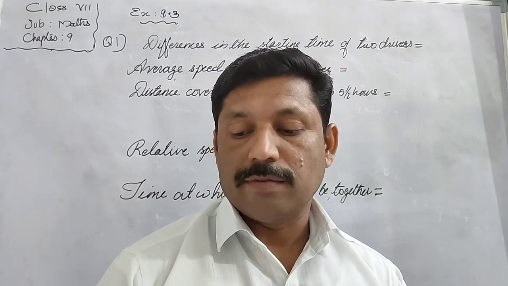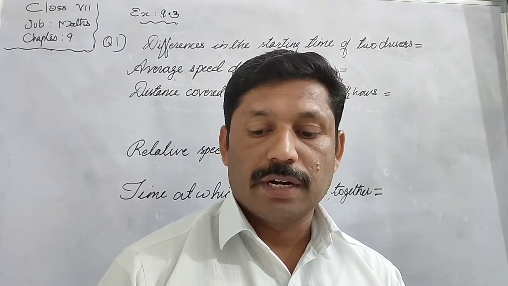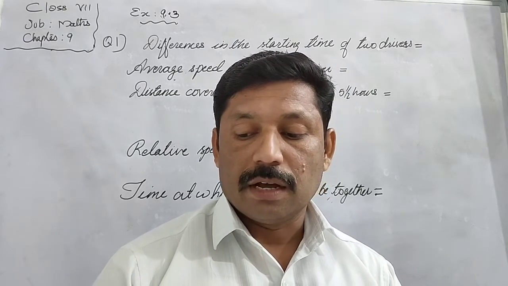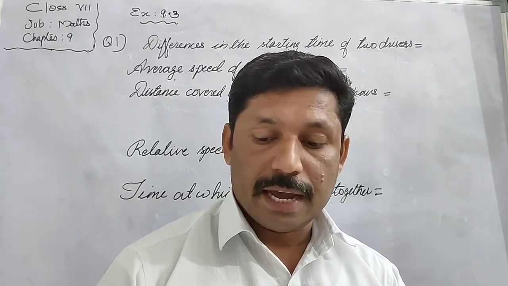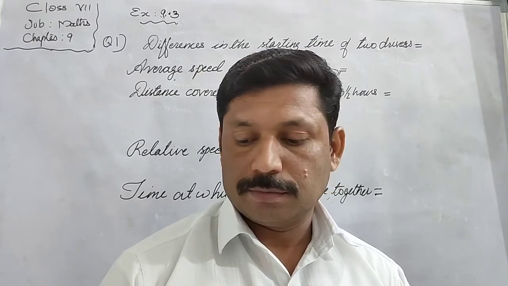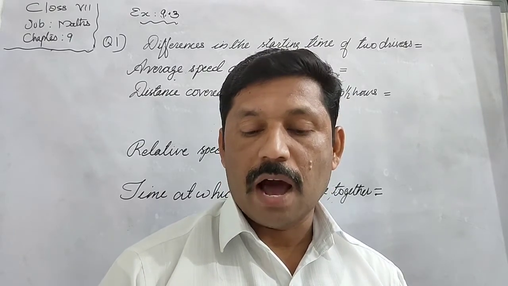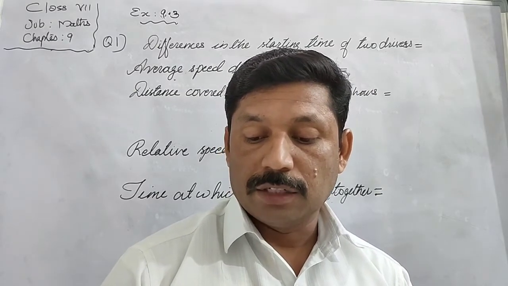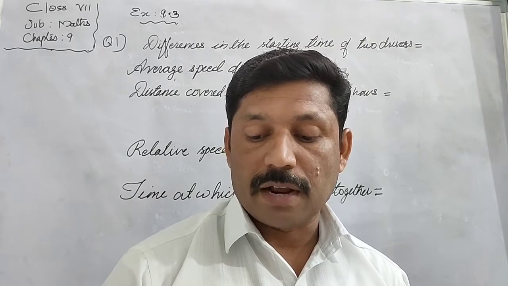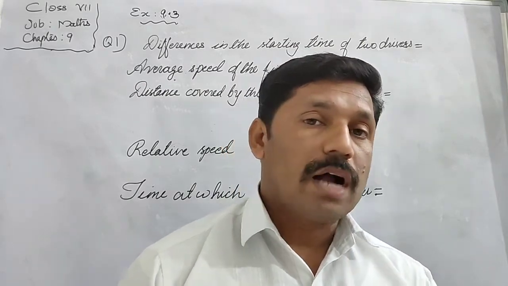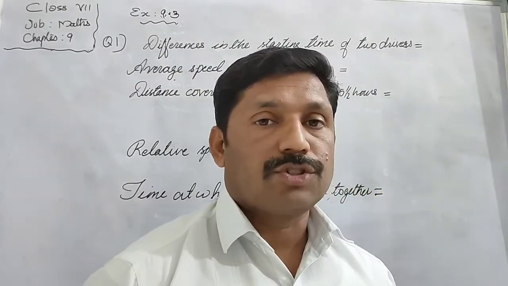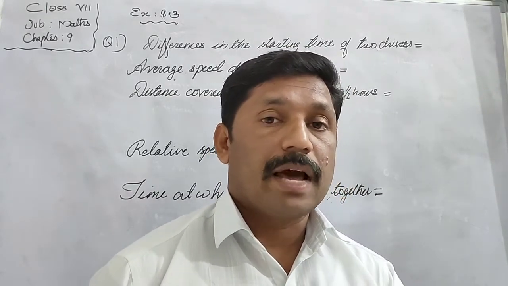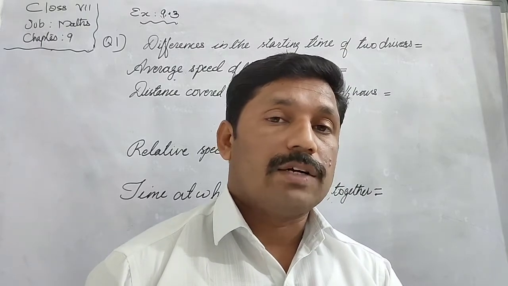So here two drivers: one driver starts his journey at 6 a.m. and another driver starts his journey from the same place at 11:30 a.m., and they are going in the same direction. The average speed of the first driver is 55 km per hour, and the second driver's average speed is 62 km per hour. They start at different times, moving in the same direction. Then at what time will they meet together?